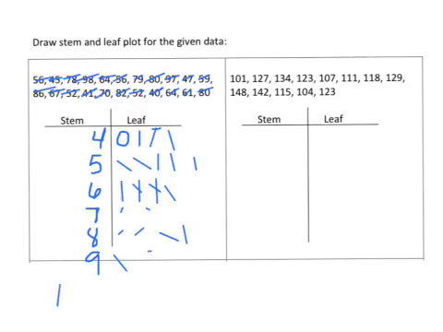I do have to include a key, so I'm just going to write down here that my key, and you can just pick any number, I'm just going to say when I have a number that has a stem of a 6 and a leaf of a 1, that equals 61.